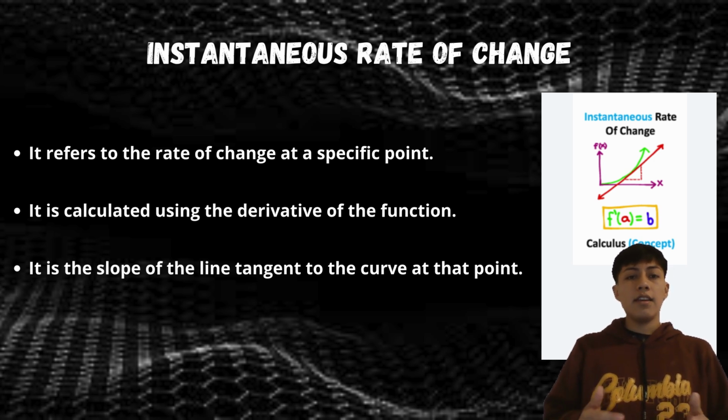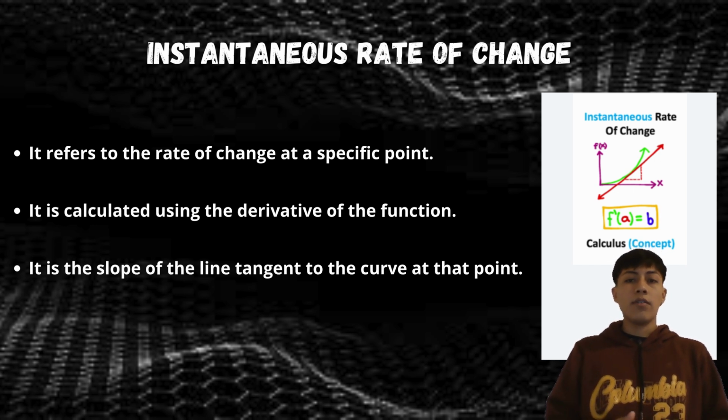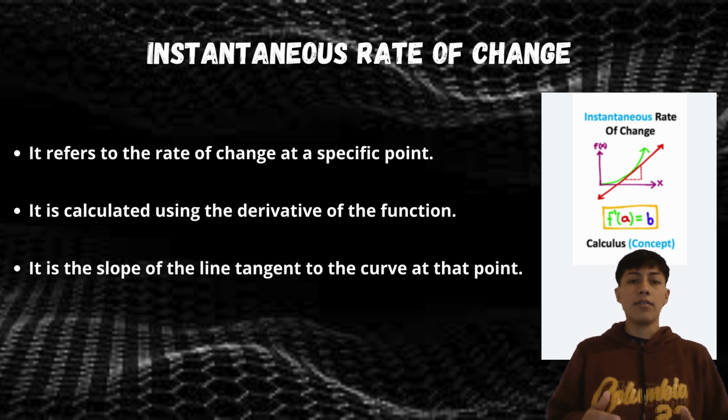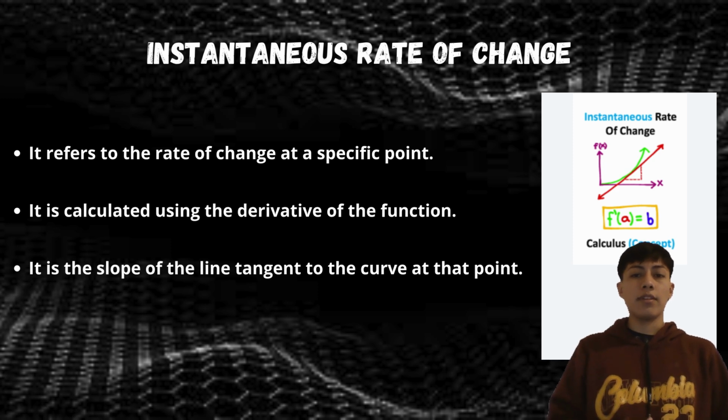For instance, if you're driving a car and want to know how fast you're going at a particular moment, you will calculate the instantaneous rate of change. This is often represented as the slope of the tangent line to the curve at that point.